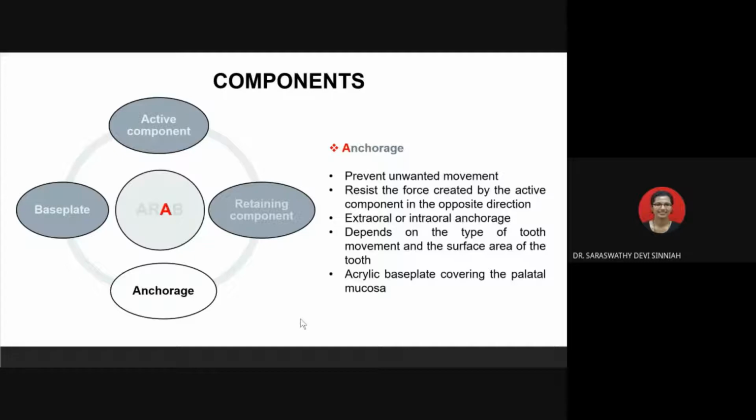Intramaxillary is within the same arch, which can be provided by the clasp or labial bow, whereas intermaxillary is between the upper and lower arch. This is usually when one arch is treated with a removable appliance while the opposing arch is being treated with a fixed appliance, whereby one arch provides anchorage for the movement in the other arch.